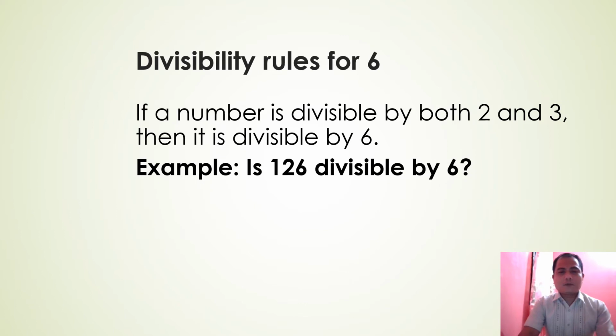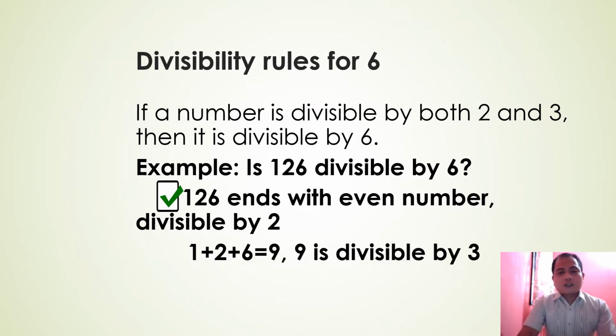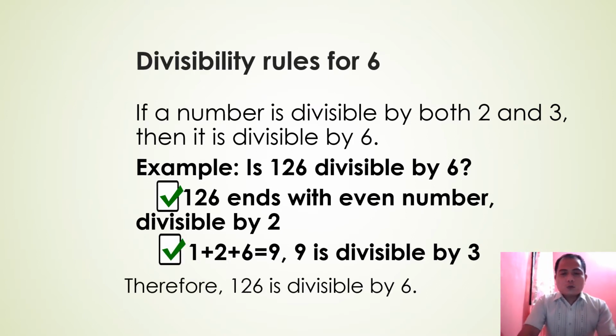Let's try an example. Is 126 divisible by 6? So the first rule is it ends with an even number. That's the divisibility rule for 2. So check siya. The rule for 3 is 1 plus 2 plus 6 is 9. 9 is divisible by 3. So another check. Meaning 126 is divisible by 6. Okay?